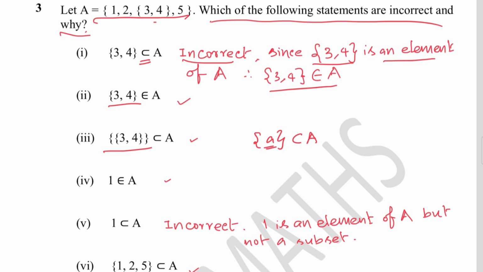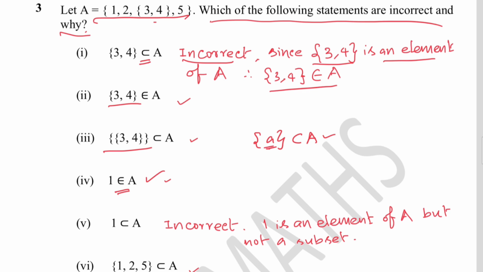So it is true, it's correct. 3, 4 is an element, so a set containing the element is a subset, so it's true. And 1 belongs to A. The 1 is an element, therefore 1 is an element of A. That's correct. 1 belongs to A. It's true, and it's correct.